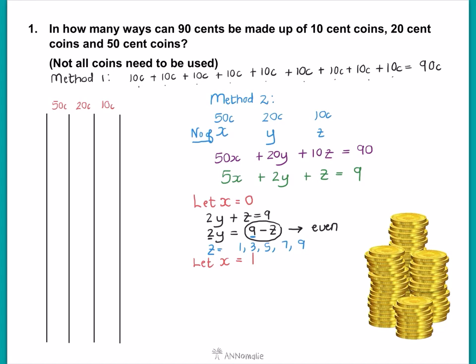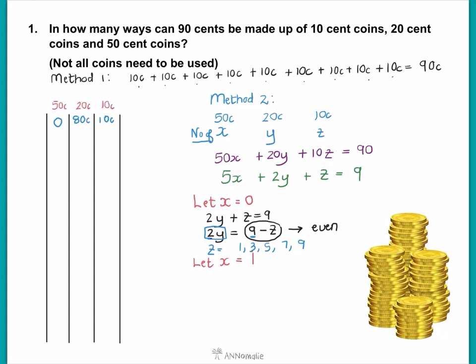So let's see, if we have no 50-cent coins and we make z 1, there's one 10-cent coin, which will result in 10 cents. If there's one 10-cent coin, that means we'll have 9 minus 1, which is 8. So 8 equals 2y. That means there must be 4 20-cent coins. And 4 20-cent coins results in 80 cents, and it worked beautifully.